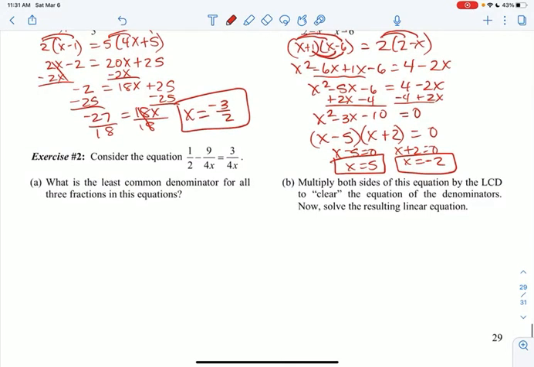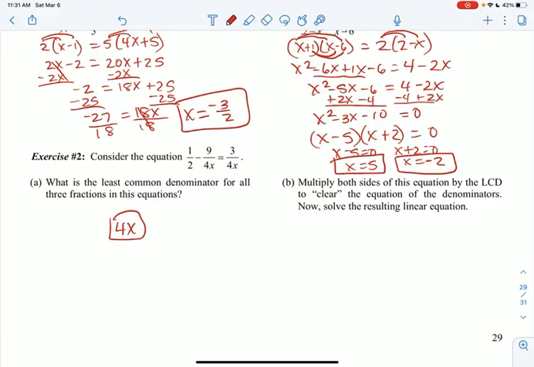All right, number 2 is going to be method 2, and it's going to take us through the steps. Consider the equation 1 over 2 minus 9 over 4x equals 3 over 4x. What's the least common denominator for all three fractions? So you have to consider the number, and you have to consider the letter. My least common denominator is 4x.